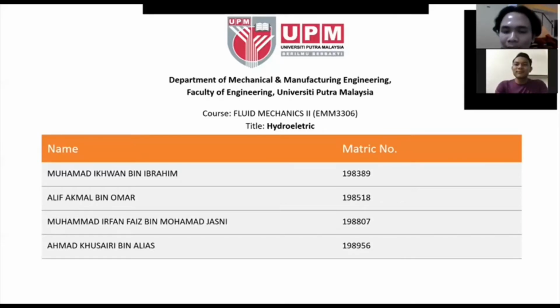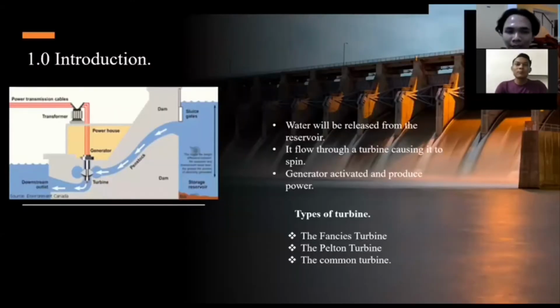So this is our group. We will represent hydroelectric. So before that, let me introduce myself. My name is Muhammad Ikhwan bin Ibrahim. My metric number is 198389, with my other three friends, Alif Akmal bin Omar, Muhammad Irfan Faiz bin Muhammad Jasni, and Ahmad Hushairi bin Alias. So moving on to the next slide.